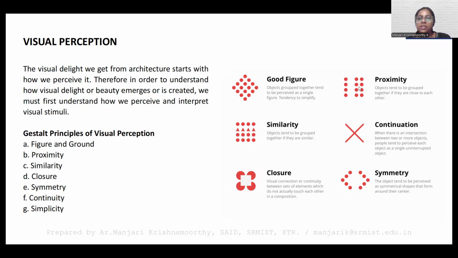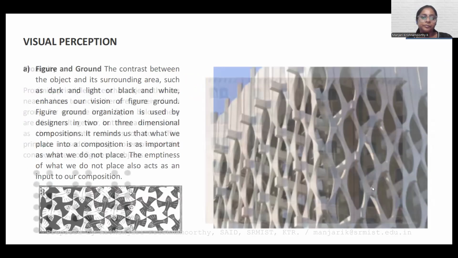So here in this diagram, you can see a good figure where you can see what has been given importance. Proximity is nothing but the distance where the grouping happens and where there is also some seclusion. Similarity is how the objects look alike. Continuation is where two or more objects are perceived to be a single uninterrupted object. Closure is trying to create a visual connection or continuity between a set of elements. Symmetry is where most of it is identical.